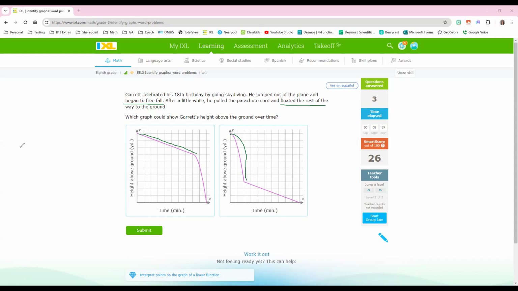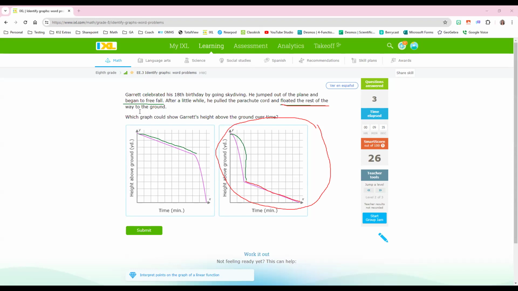And then the second half, if I change my color up here, when he's floating to the ground, that's going to be pretty slow. He's going to really slow down and take his time. So this second graph is the better match. So sometimes when you have examples like we do here, you got to think a little bit about the scenario and have some background knowledge to help you answer. So that free fall is going to be fast. It's a very steep slope, pretty dramatic. And then when he floats, it's going to take him some time to get to the ground. So the second one is our best match.